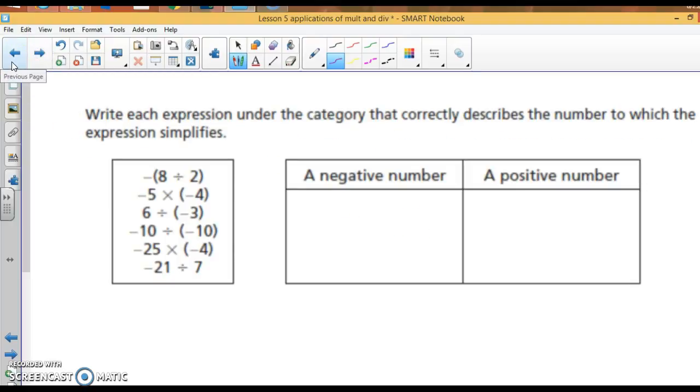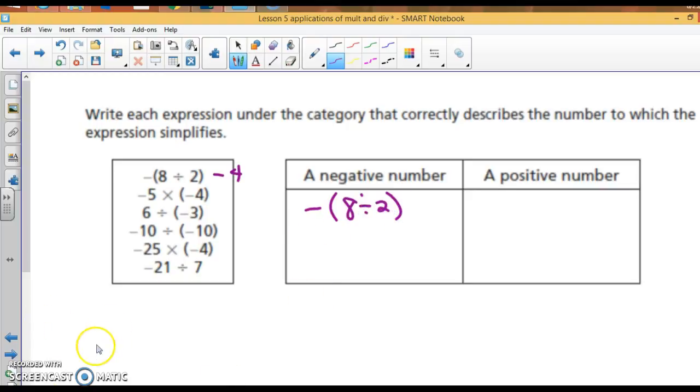Write an expression under the category that correctly describes the number to which the expression simplifies. So we got to figure out, are these going to give us a negative answer or a positive answer? Well, let's look at this. Order of operations tells us to know what's in parentheses first. 8 divided by 2 is 4, but I got a negative out front, so this is going to be negative 4. So that's going to give me a negative number, so I'm going to write this negative times the quantity, 8 divided by 2. One negative gives me a negative.